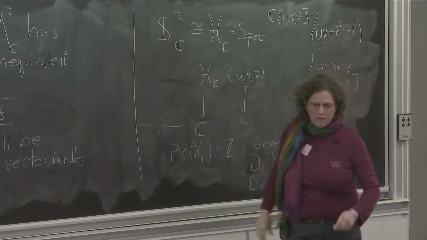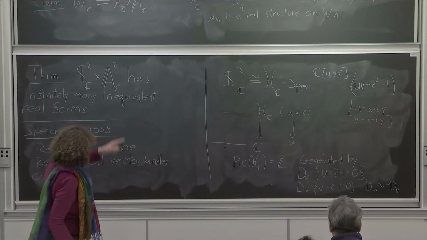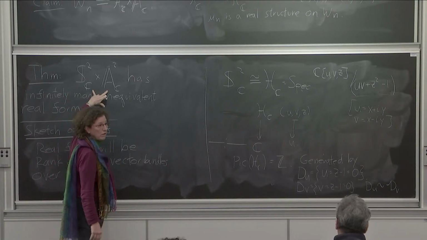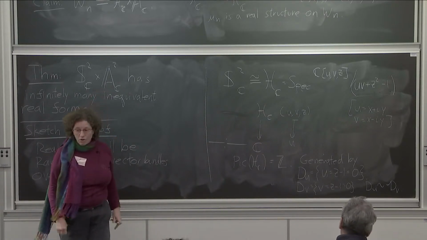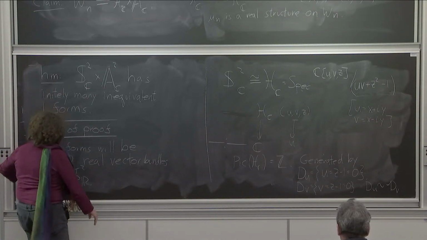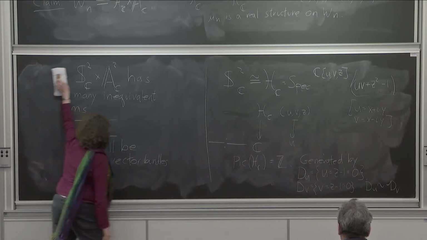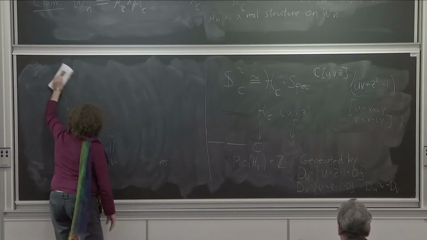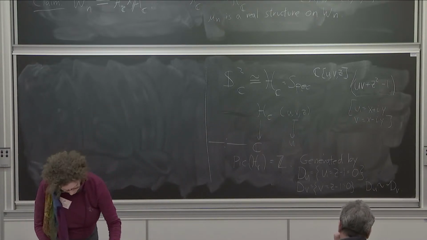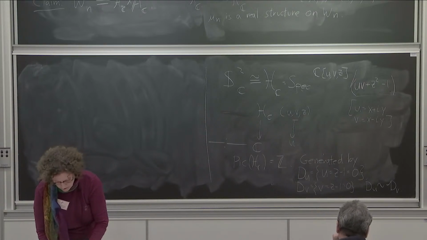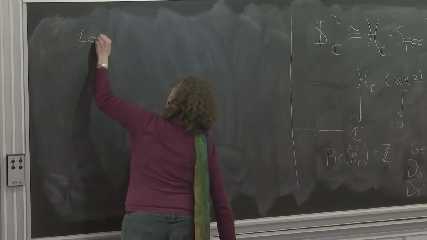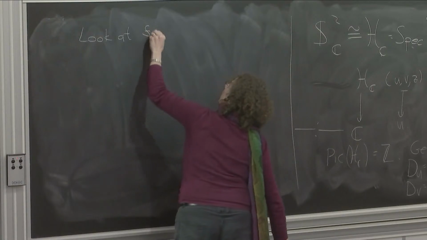Now I claim that all of these therefore give me real structures on this variety, and I claim that they're all different. And they're all different because the fixed point sets are all non-diffeomorphic. So I'm just going to make another claim. Okay, I'm going to look at the topological setting. I look at fixed point sets.